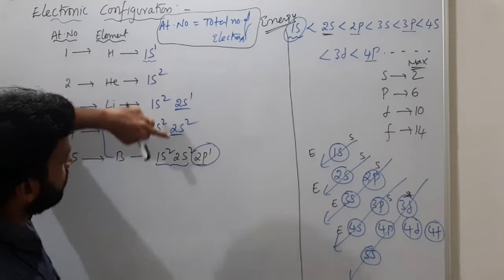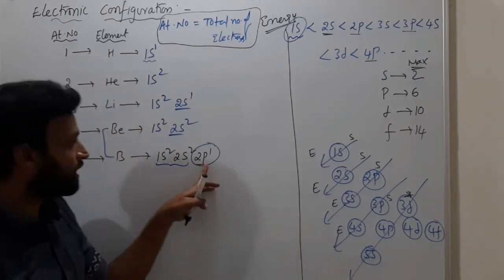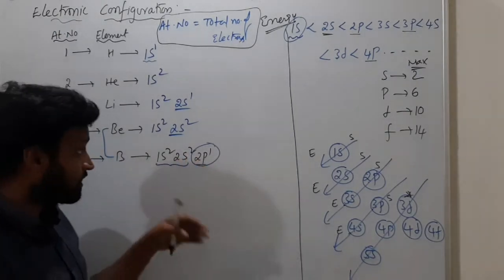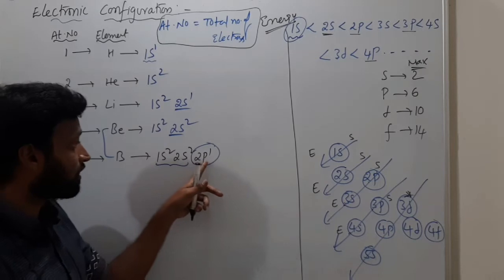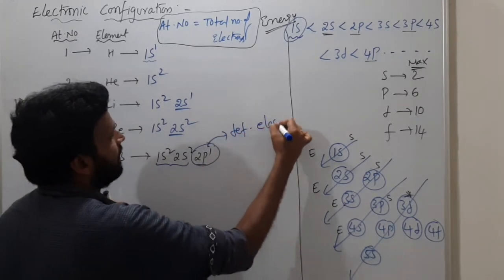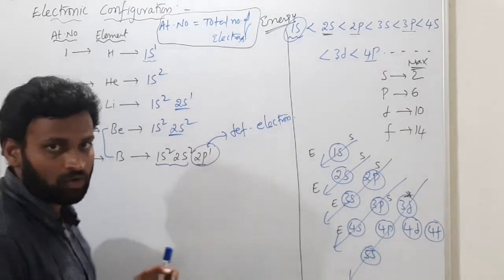Understanding? But it's 2s1, 2s2, that's it. But in boron, the differentiating electron enters into what shell? The second shell. The differentiating electron enters into what subshell? 2p. This is called the differentiating electron. Please remember, everyone: differentiating electron.